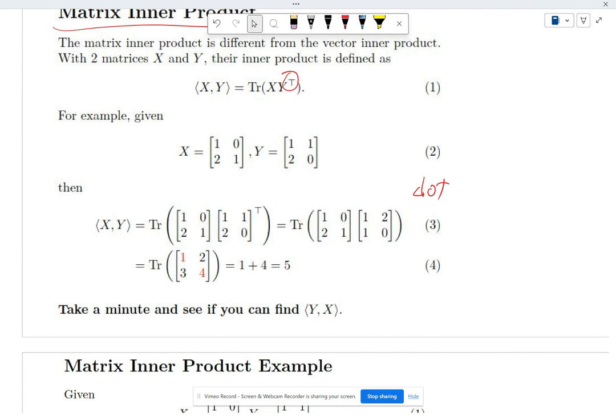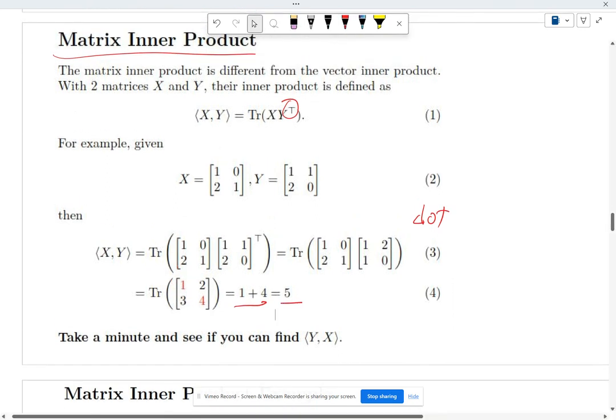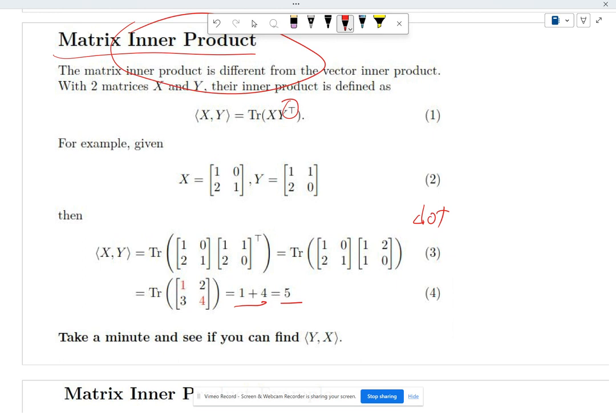And lastly, we do the trace. So the trace is the summation of the diagonal. 1 plus 4 is equal to 5. So if you know how to take the inner product, it's a way for you to essentially practice everything we just learned.